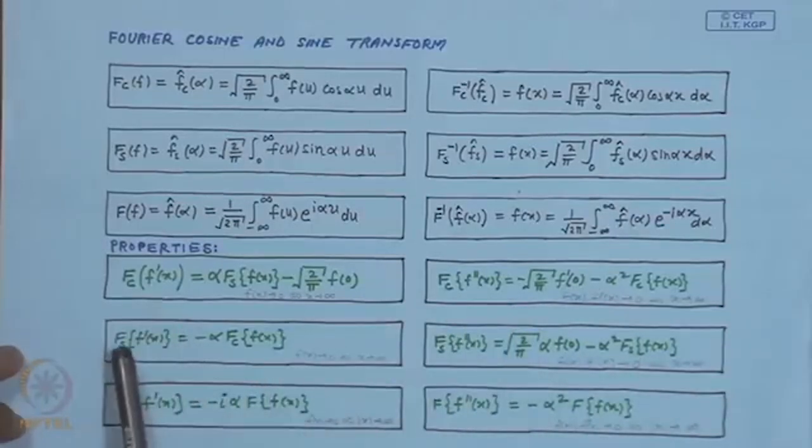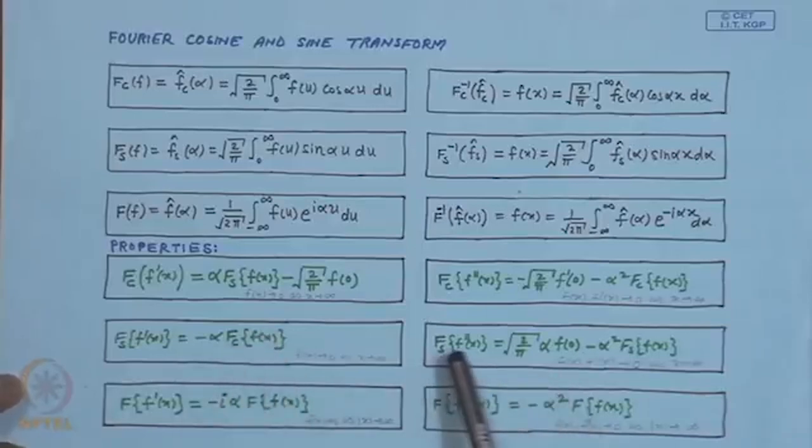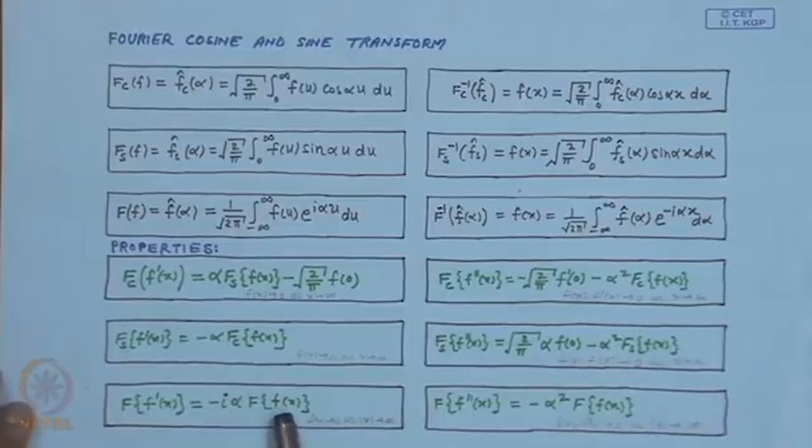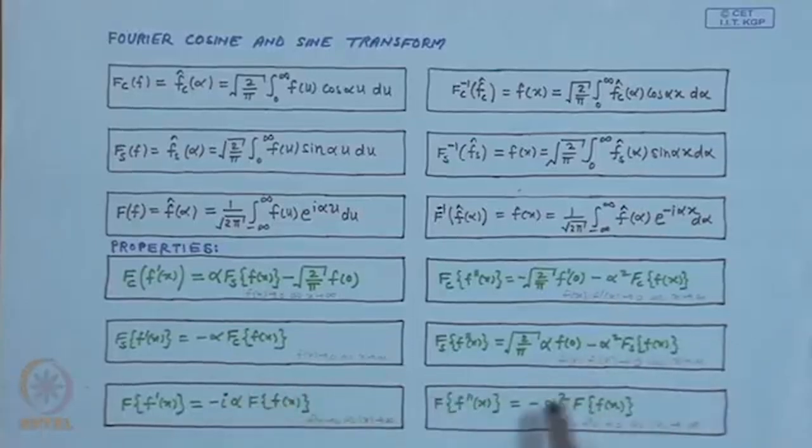Similarly, for the sine transform, the Fourier sine transform of f prime(x) is simply minus alpha times the Fourier cosine transform of f(x), and the Fourier sine transform of the second derivative is square root of 2 over pi times alpha f(0), minus alpha squared times the Fourier sine transform of f(x). For the Fourier transform, the transform of f prime(x) is minus i alpha times the Fourier transform of f, and for the second derivative we have minus alpha squared times the Fourier transform of f(x). In this case also, f(x) and f prime(x) approach 0 as the absolute value of x approaches infinity.